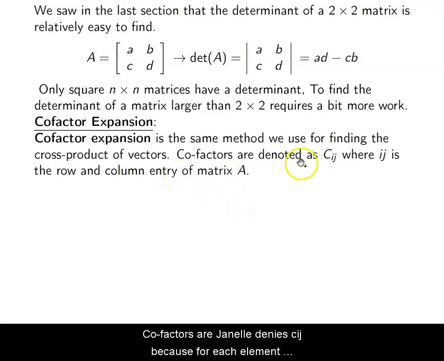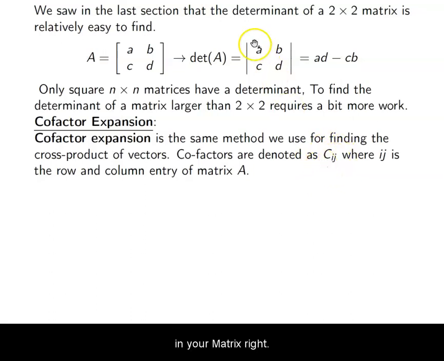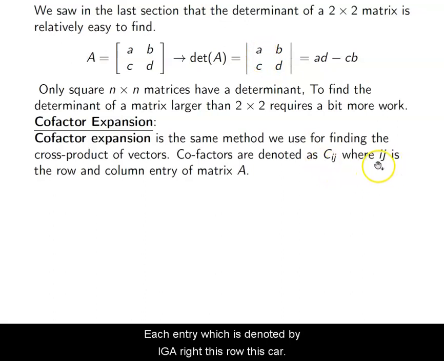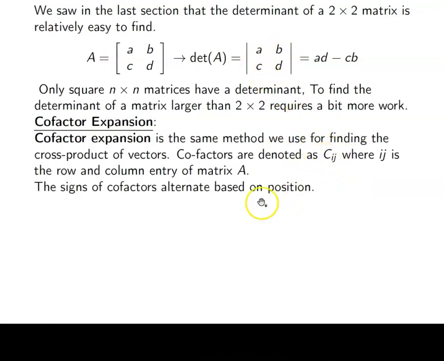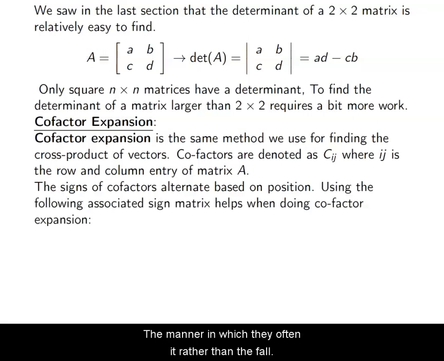Cofactors are denoted as Cij because each element in your matrix, each entry denoted by Ij, in this row, this column, has its own cofactor. The signs of the cofactors alternate, and we'll talk about how they alternate. They alternate based on a formula, but it's easier to just memorize the manner in which they alternate rather than the formula.